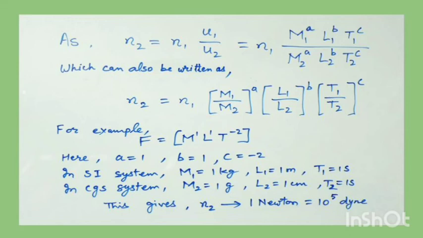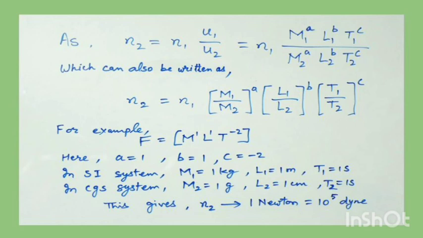For example, dimensional equation of force is F is equal to M to the power 1, L to the power 1, T to the power minus 2. Here a is equal to 1, b is equal to 1 and c is equal to minus 2. In SI system, M1 is equal to 1 kg, L1 is equal to 1 meter and T1 is equal to 1 second. And in CGS system, M2 is equal to 1 gram, L2 is equal to 1 centimeter and T2 is equal to 1 second.